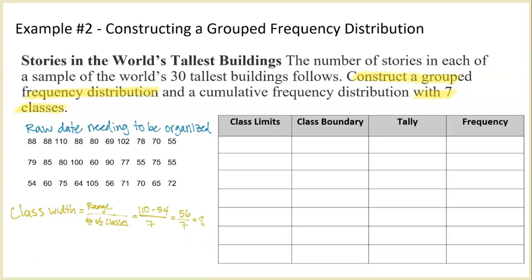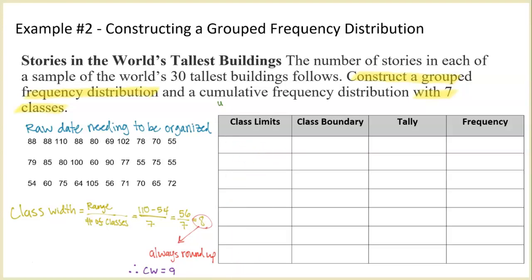But anytime we construct a grouped frequency distribution, we always have to round this value up to the next whole number. I know this is already a whole number, but even if it were 8.1 or 8.5 or 8.9, or just 8 like it is now, we always have to round that value up to the next whole number. So the value we're going to use for our class width is 9. This just helps us determine how large to set our limits.